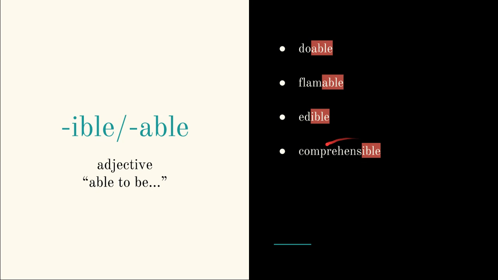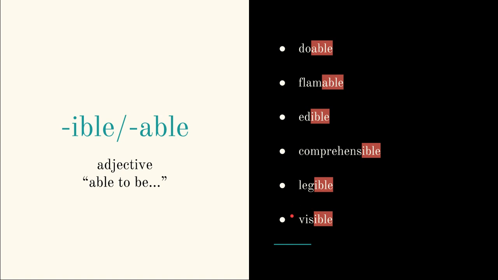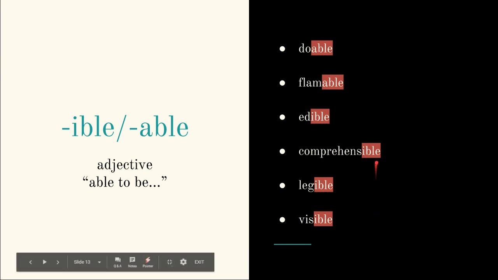Comprehensible is able to be comprehended or understood. Legible is not able to be legged, it's able to be read. So if your handwriting is legible, I can read it. If it's illegible, I cannot. And then visible is able to be vised, which you know from last quarter means see or seen. So it's able to be seen.